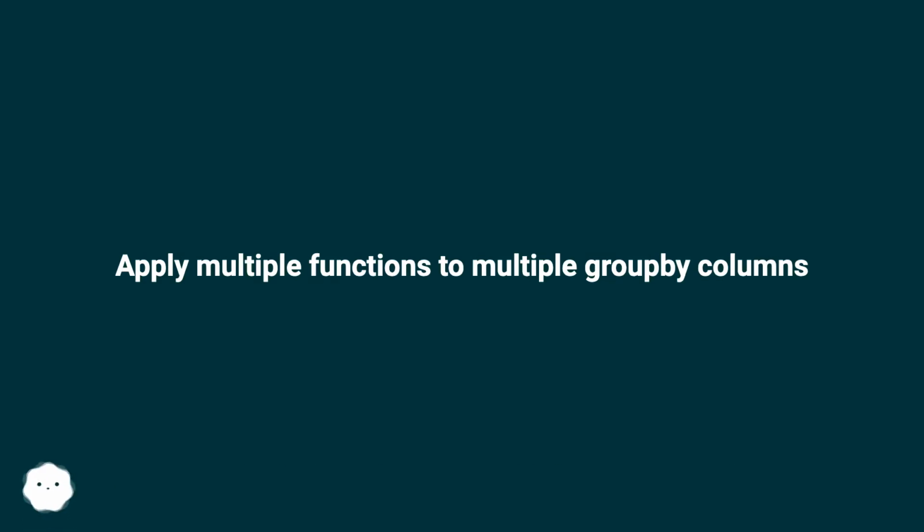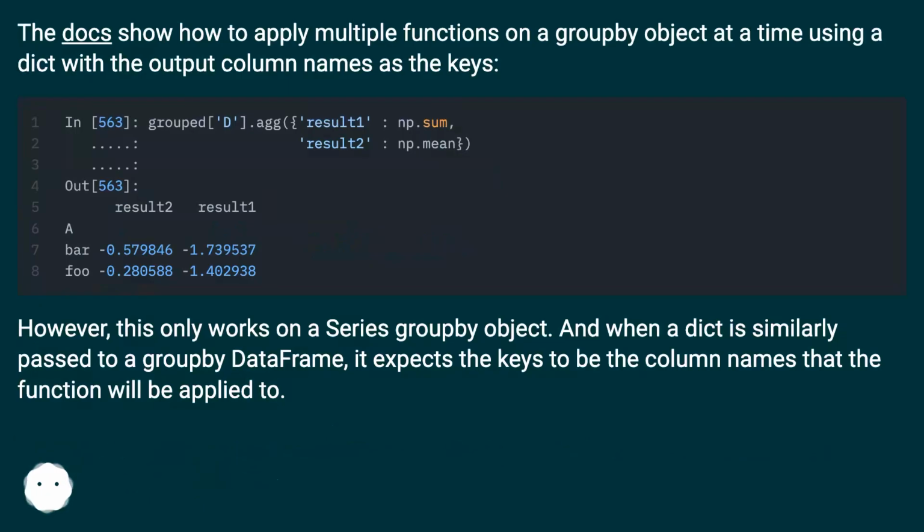Apply multiple functions to multiple Groupby columns. The docs show how to apply multiple functions on a Groupby object at a time using a dict with the output column names as the keys. However, this only works on a Series Groupby object. And when a dict is similarly passed to a Groupby DataFrame, it expects the keys to be the column names that the function will be applied to.